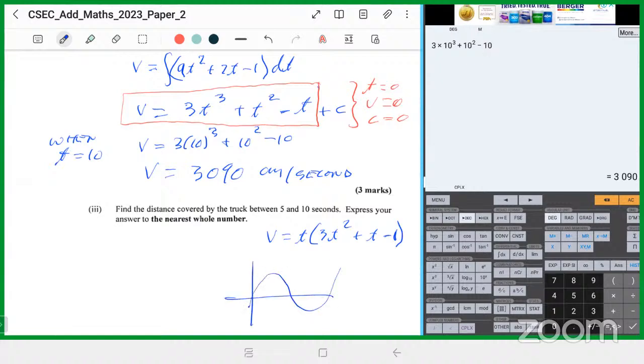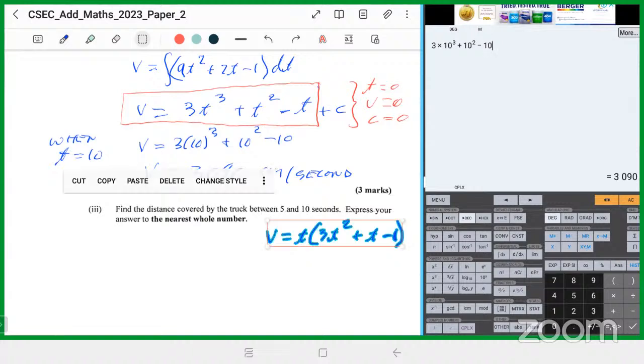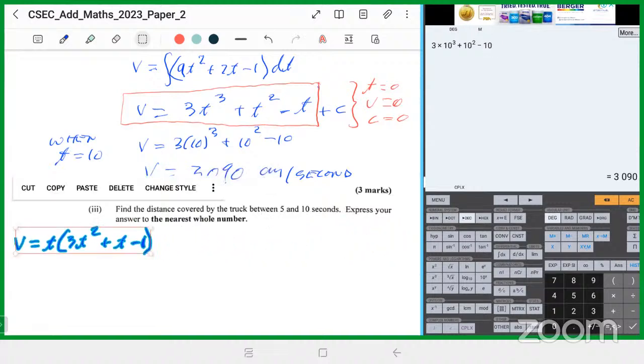To get these points where it crosses the t-axis, for t equals 0, that's that point. I have to solve this thing equals 0. Oh boy, I prefer to see it. I'm not just going to substitute the values in there.